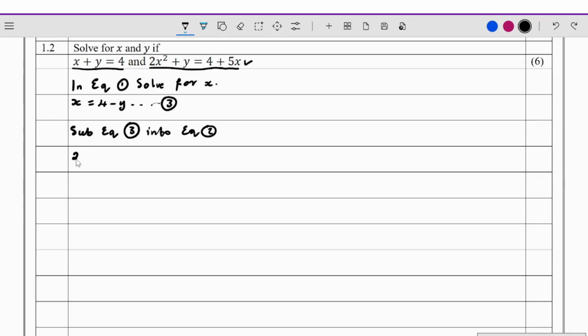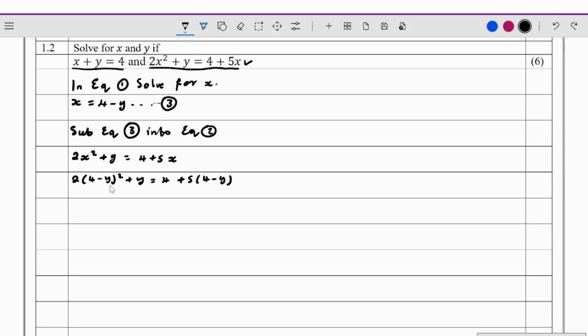So equation number 2 is given by 2x squared plus y, this is equal to 4 plus 5x. So you do your substitution. Where you see x, you are going to replace everything by 4 minus y. So this is going to be 2 into 4 minus y all squared plus y. This is equal to 4 plus 5 into 4 minus y.